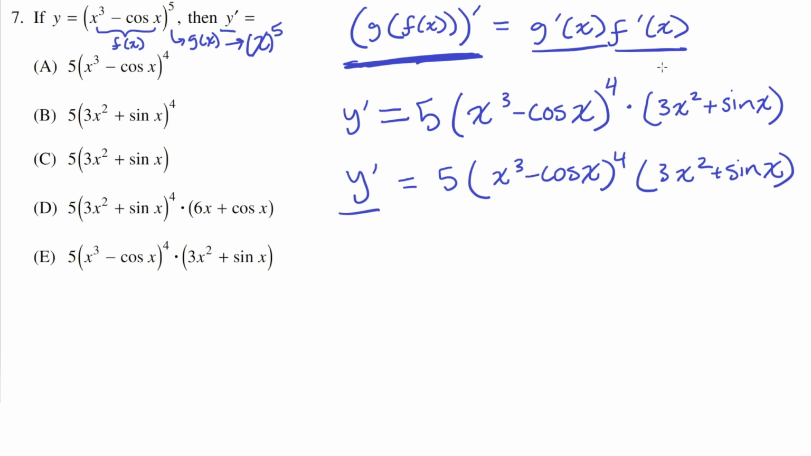And the chain rule is applied when we have one function being applied to another function. In this case, the function we were applying to x cubed minus cosine x was raising it to the fifth power. So if we look at the answer choices, the only one that raises x cubed minus cosine x to the fourth and multiplies by the chain rule piece is answer choice E.